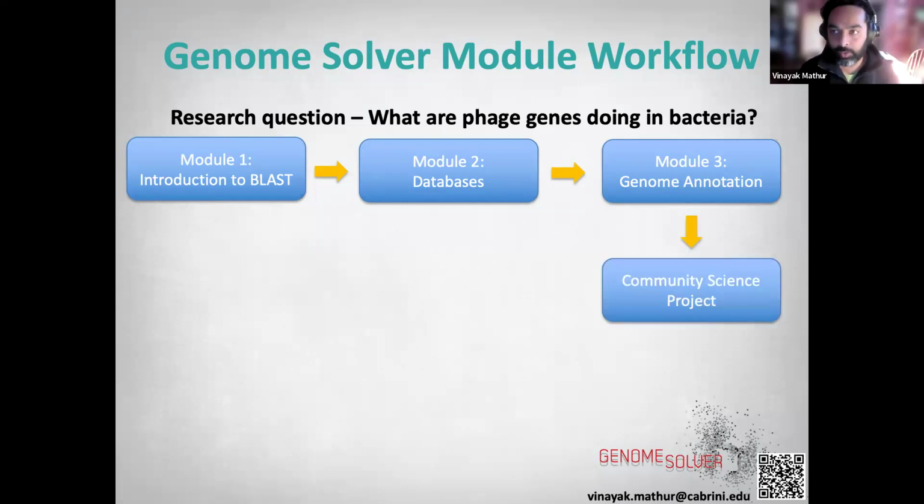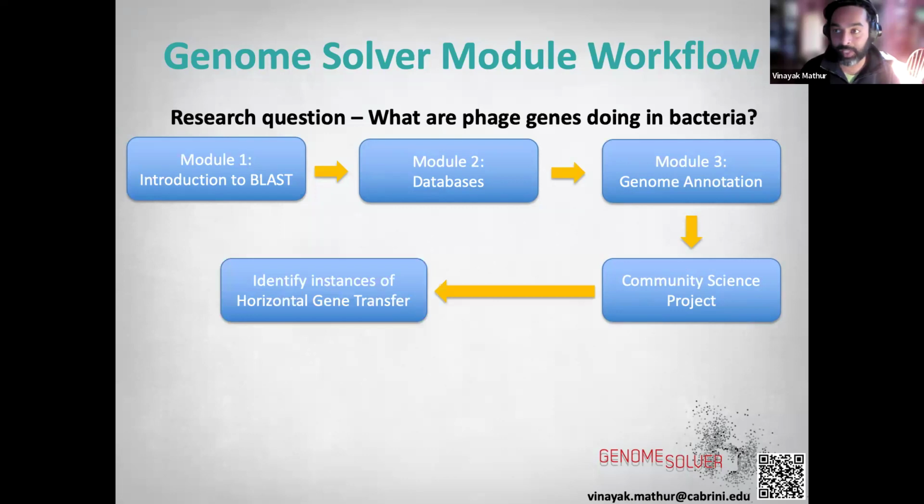We then introduce our community science project, which introduces students to a phage gene or protein that they can then search within the database to find orthologs within the bacterial genome and try to identify these cases of potential horizontal gene transfer. This is something where we are trying to automate the process and develop a Python pipeline, introducing the students to a little bit of coding to identify horizontal gene transfer.